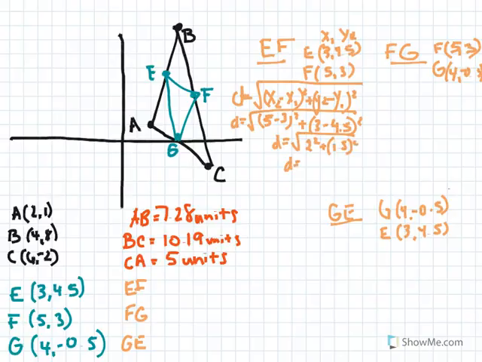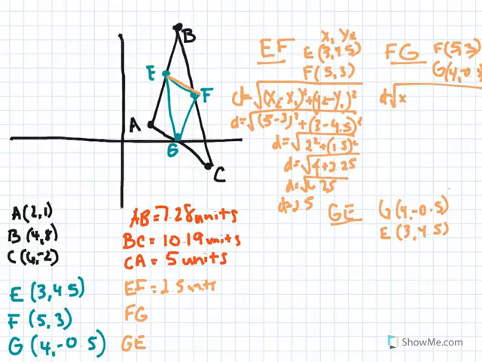Distance of EF is going to equal the square root of 2 squared plus 1.5 squared. Distance equals the square root of 4 plus 2.25. Distance equals the square root of 6.25. Distance equals 2.5. So the distance of EF is 2.5 units. The distance right here of EF, 2.5 units. Okay, great.